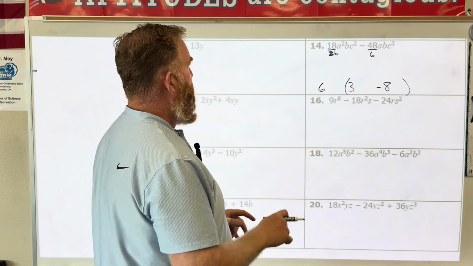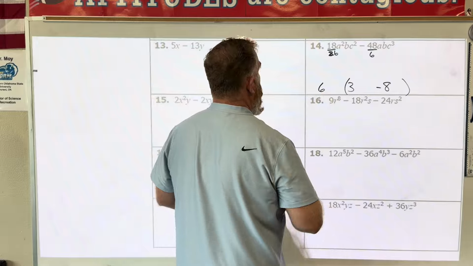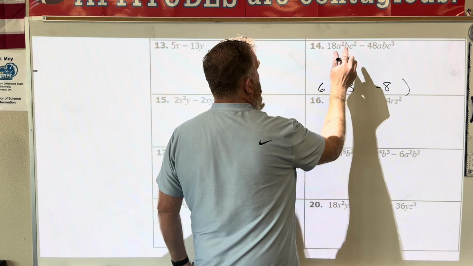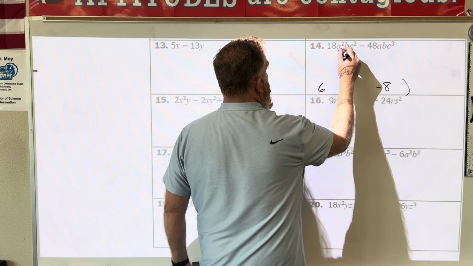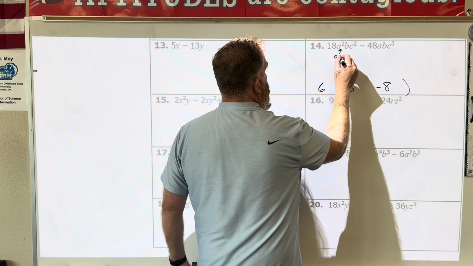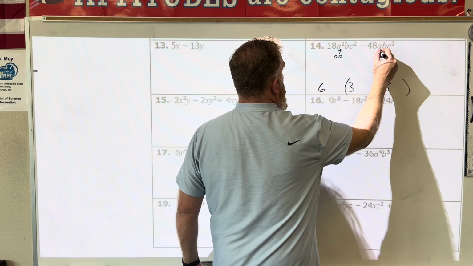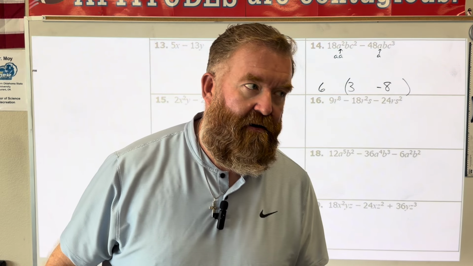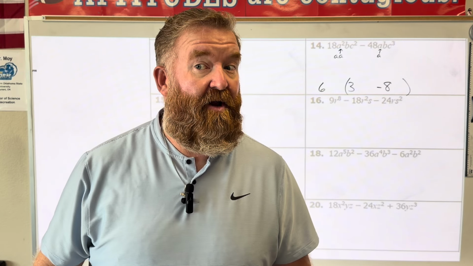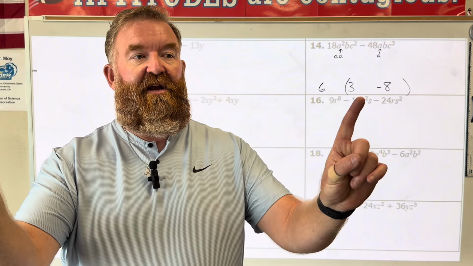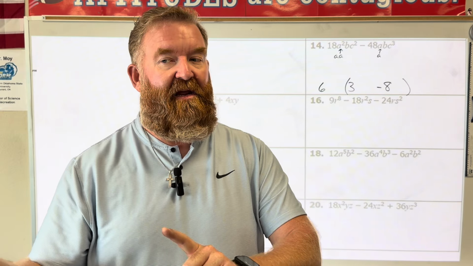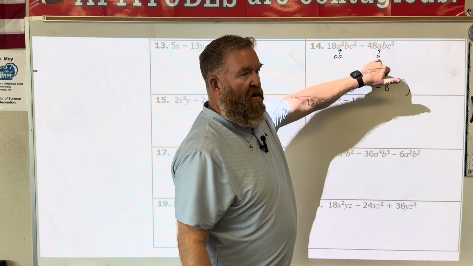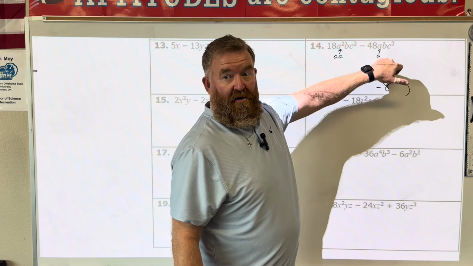Okay, so let's start with the letters. How many A's are here? There's 2 of them, right? How many are here? There's 1. So how many do they have in common? There's 2 here, there's 1 here, so they both have at least 1. You're always going to pull out the smallest exponent on the variables.